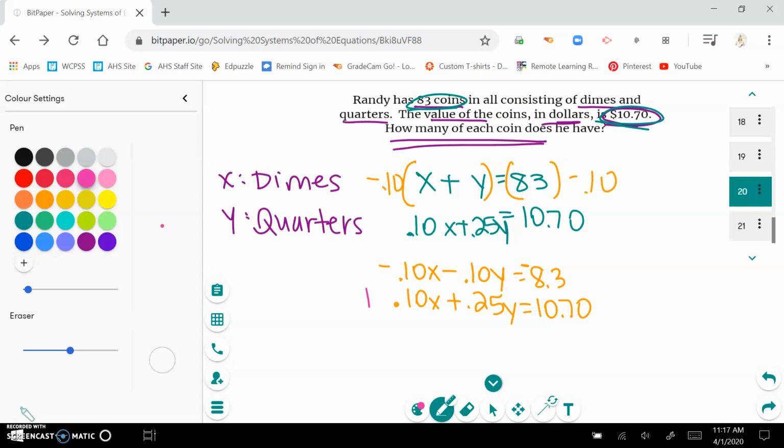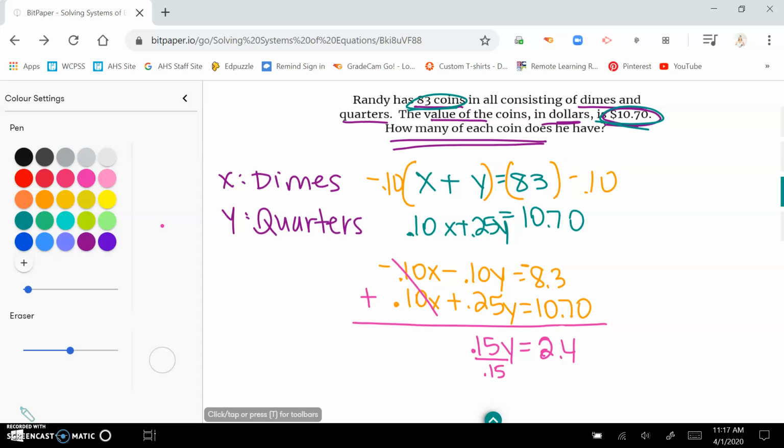And then, just like in elimination, we add those together. The 0.10x and negative 0.10x will cancel. This will become 0.15y, and it will equal 2.4. Then we will simply divide by 0.15 so that we get that y is equal to 16. That means that we have 16 quarters in our possession.